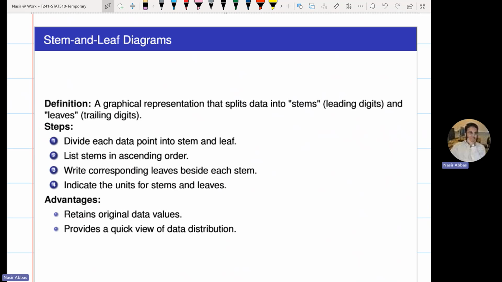So each stem will become a class. With respect to the histogram, you have bins, right? So each stem will be considered a bin. And against each bin, you will have many leaves. In the 70s, you will have many numbers. So the diagram at the end will look like this.